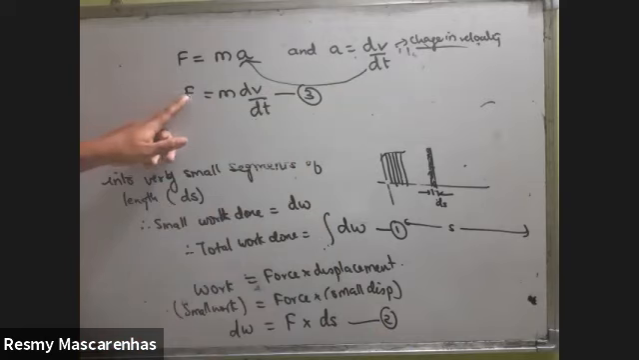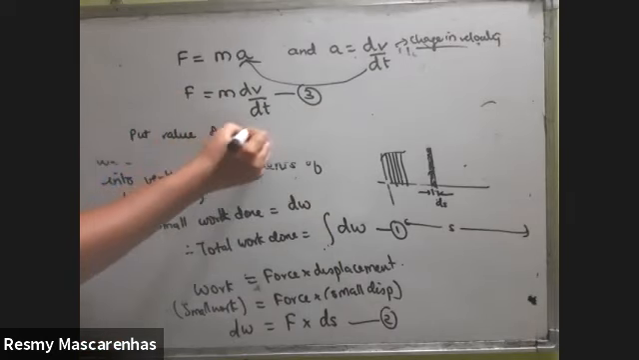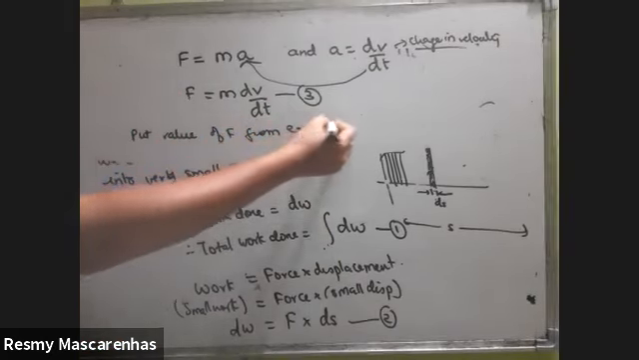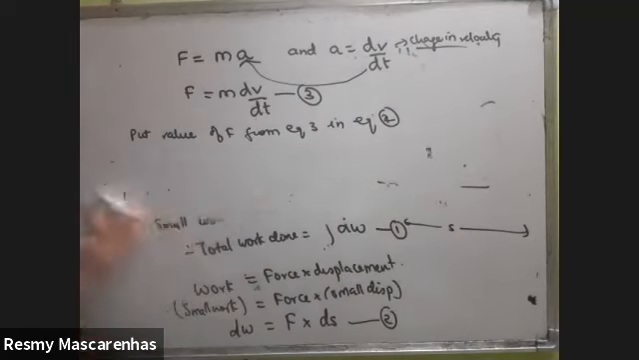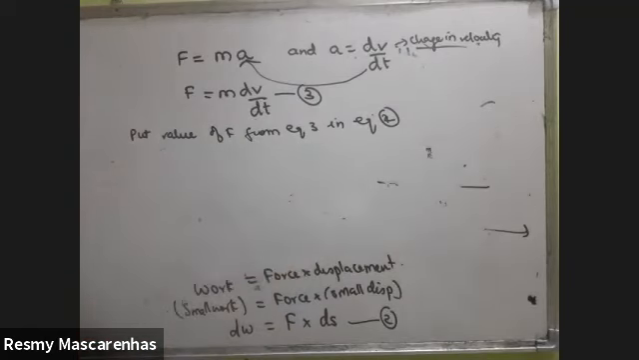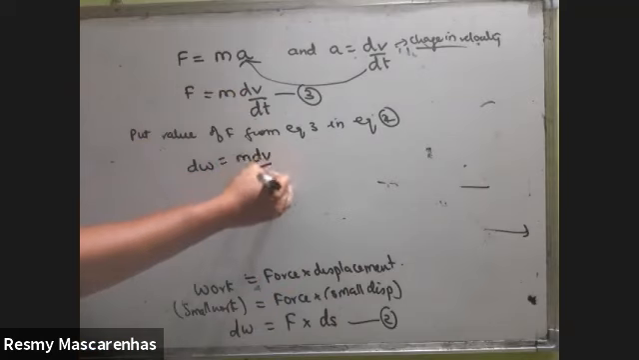So I'll put the value of F over here. Put the value of F from equation 3 in equation 2. So dW will be equal to M dV by dt.